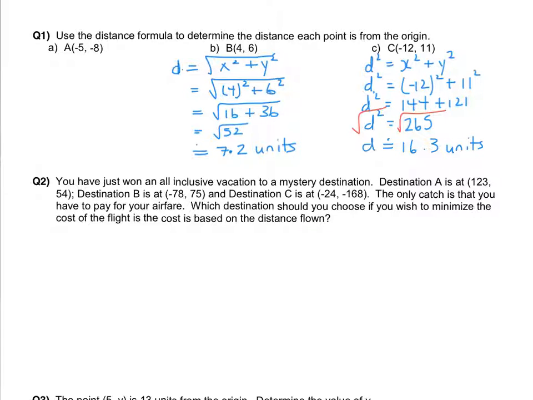Okay, checking your answers for part B. I've used the distance formula with the square root sign, so d is the square root of x squared plus y squared. Filled in my x coordinate of 4 and my y coordinate of 6.